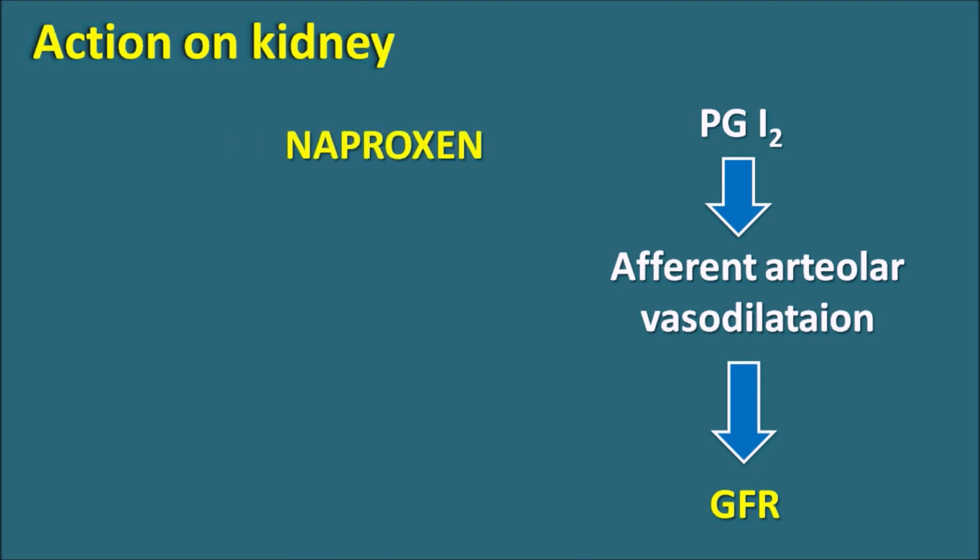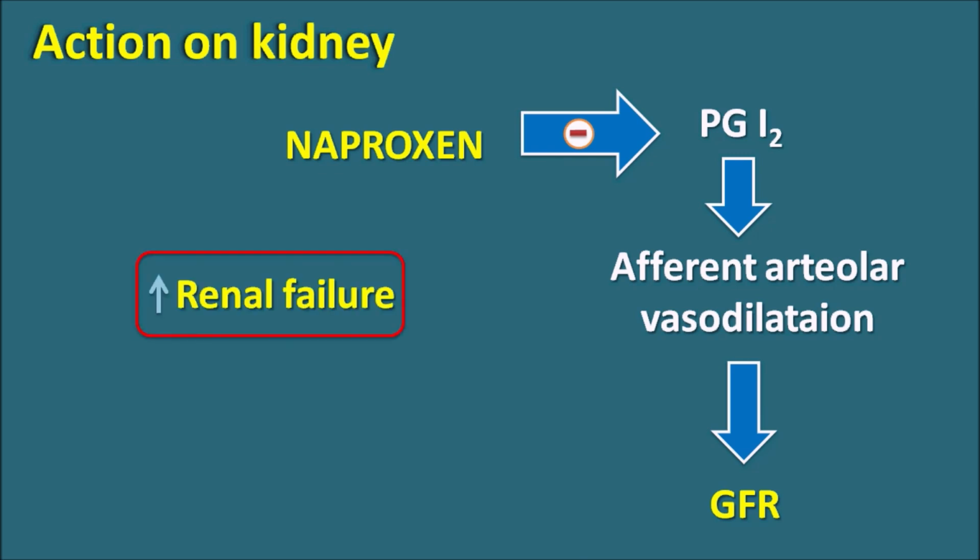Now here again, the NSAIDs like naproxen, when they are used for a longer period, can inhibit prostaglandin I2 synthesis. Thereby they inhibit the afferent arteriolar vasodilatation, which in the long term results in decreased glomerular filtration rate. So as the glomerular filtration is reduced, it results in decreased renal functionality, which finally results in increased renal failure. So when naproxen is used for a very long period, it can produce renal dysfunction, which may result in the risk of renal failure.